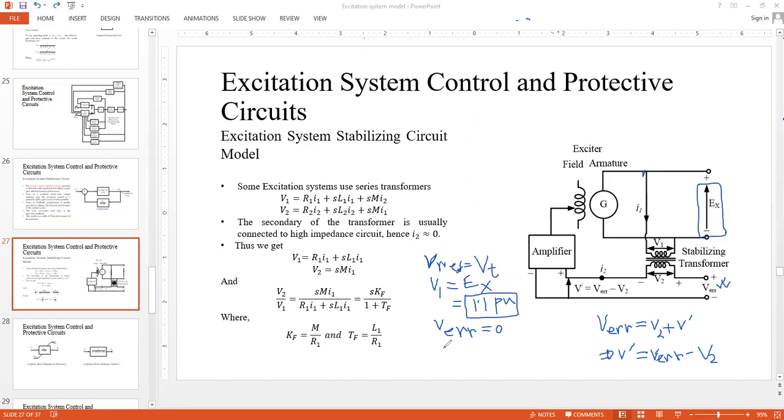V2 is 0. There is no error, so let's say error is 0. I'm talking about V2 because I want to find out how much voltage would be fed to the amplifier input, because then there would be some amplified version of the input, and that would be fed to the field coil, and that should change the EX, right?